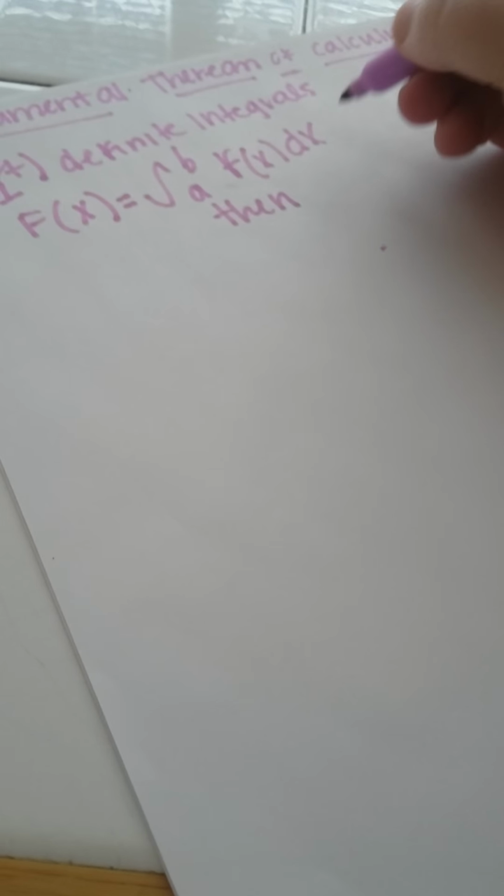This theorem has two parts. Part 1 is definite integrals, and this states that if big F of x equals the integral from a to b of little f of x dx, then this is equal to big F of b minus big F of a.